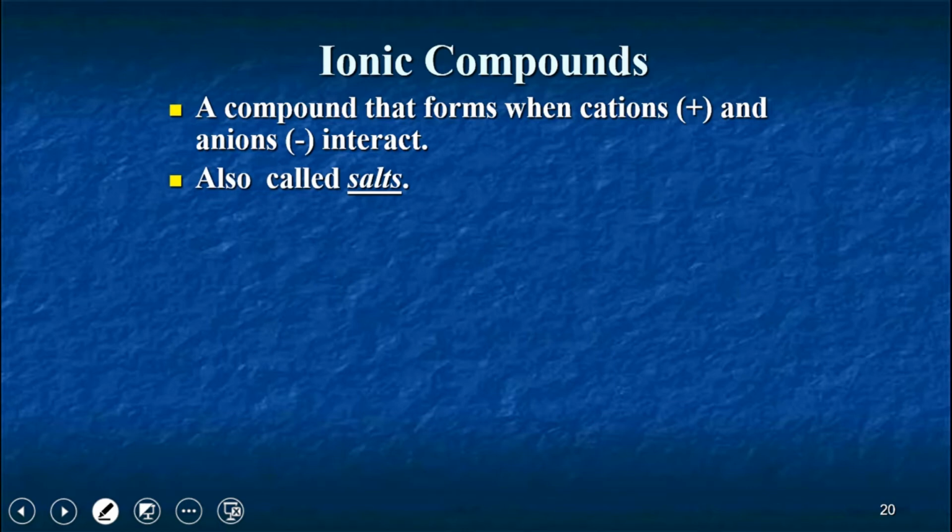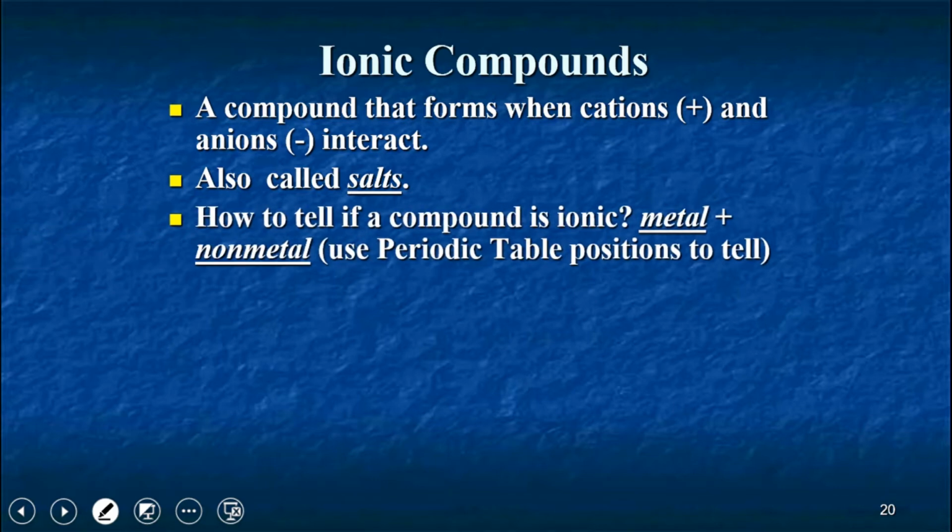We call salt a specific type of ionic compound, sodium chloride, but in chemistry, many ionic compounds are called salts. Now, how do you tell from either the name or the formula that a compound is ionic? Well, if it has a metal and a non-metal, it is most likely ionic. How do I know that? I'm going to use the periodic table, and I showed you in Unit 2 how to distinguish which elements belong to the metals and which ones belong to the nonmetals.